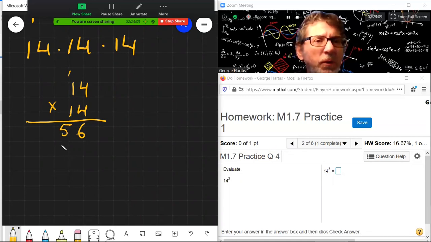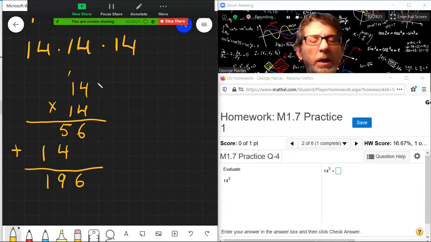4 times 1 is 4, plus 1 is 5. 1 times 4 is 4. 1 times 1 is 1. Add: 6, 9, 1. Now we multiplied two 14s, but we need to multiply three 14s. So we've got to take this answer, 196, which is the answer to this one, and multiply it with that last 14.